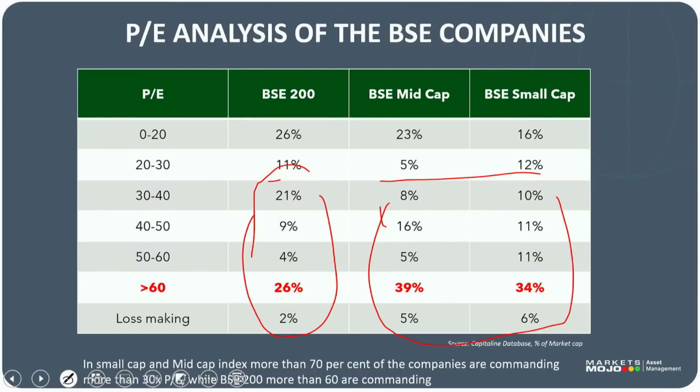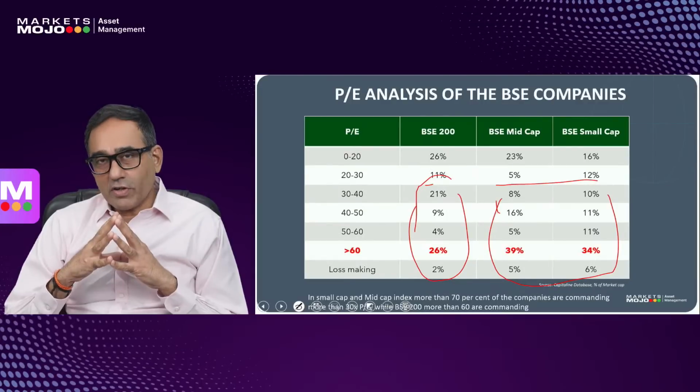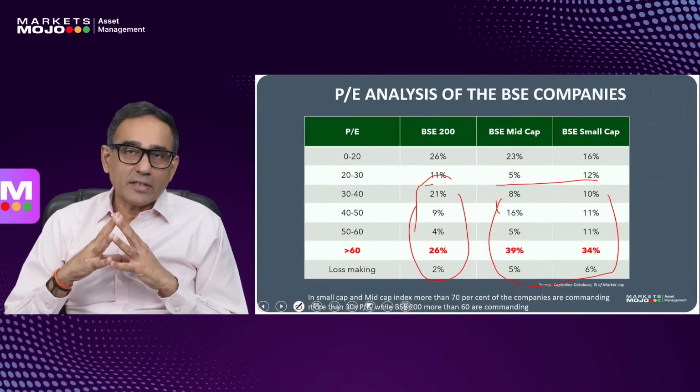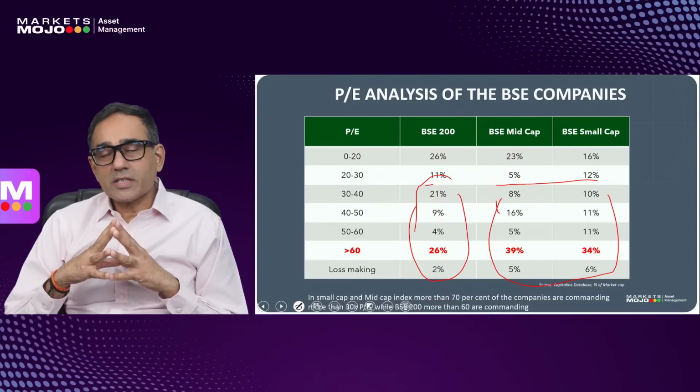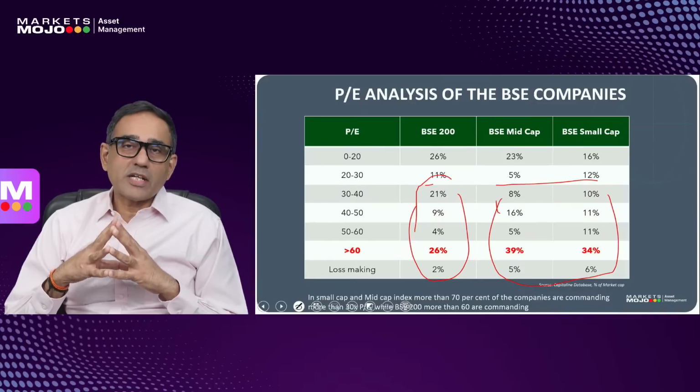Which gives us an idea how richly India's overall market is valued, and within that, mid and small cap. If 72% of the companies, or of the market cap, is commanding more than 30 PE, I think we need to be a little cautious. And one of the reasons we have been saying time and again that there is froth in the mid and small cap companies, and this data reinforces that statement.